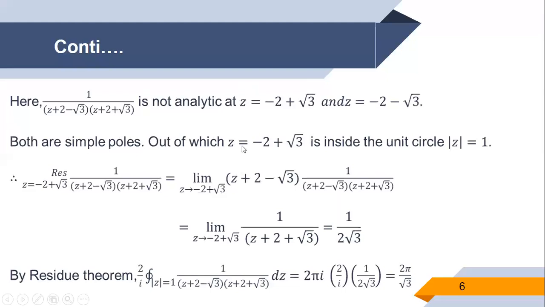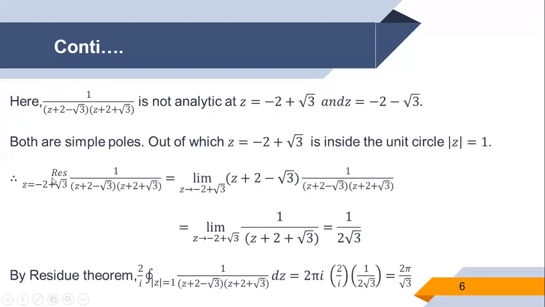Because z is replaced with minus 2 plus root 3, this value is less than 1. Therefore it is inside. And z equal to minus 2 minus root 3, we replace here, and obviously this is greater than 1. So therefore this is outside. So z equal to minus 2 plus root 3 is inside, and is a simple pole.